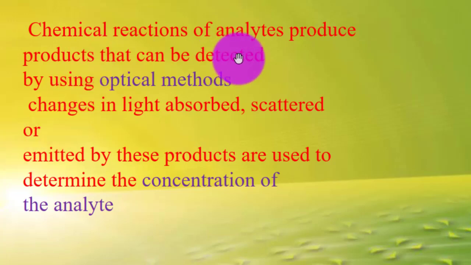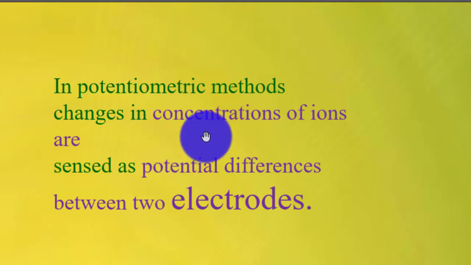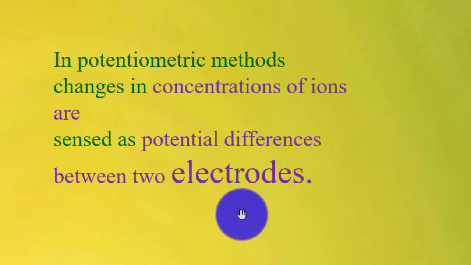Chemical reaction of an analyte produces a product that can be detected by using optical methods. Changes in light absorbed, scattered, or emitted by these products are used to determine the concentration of the analyte. Changes in the concentration of ions are sensed as a potential difference between two electrodes.